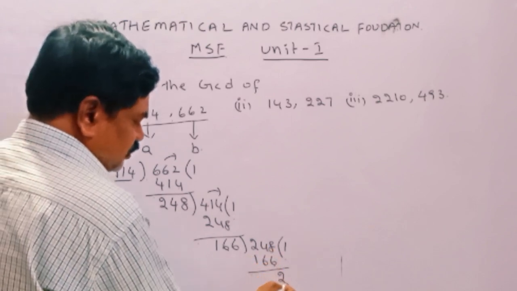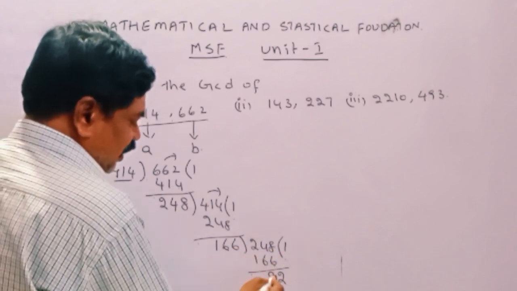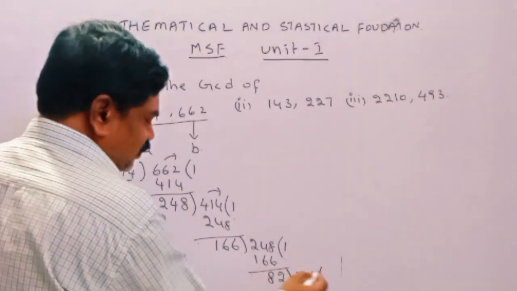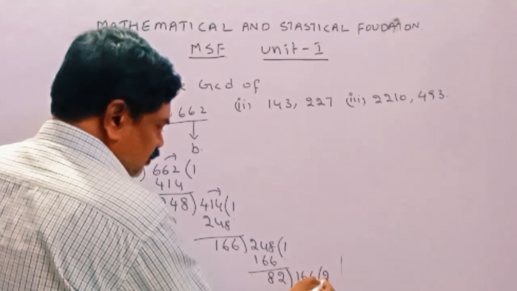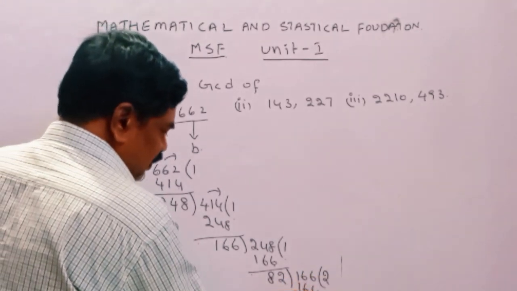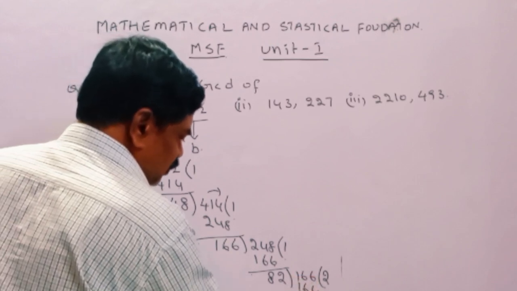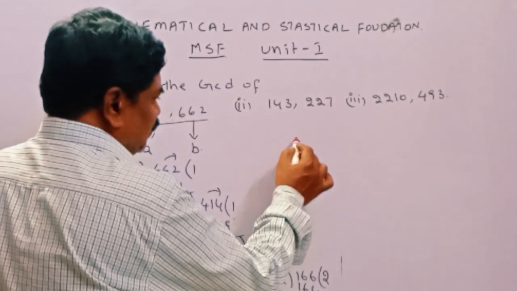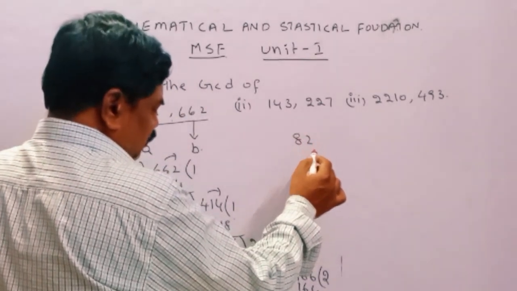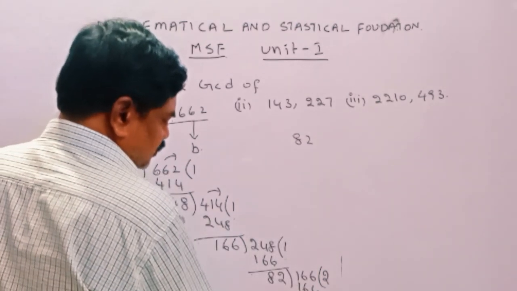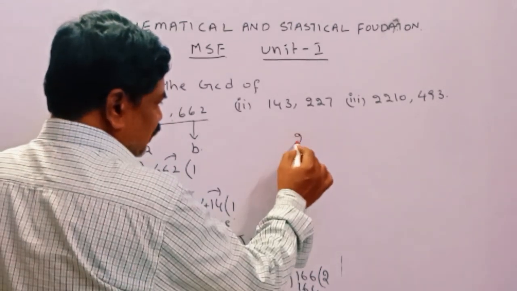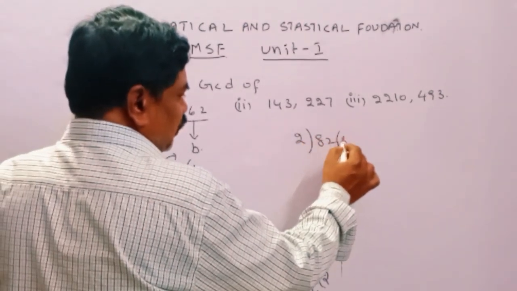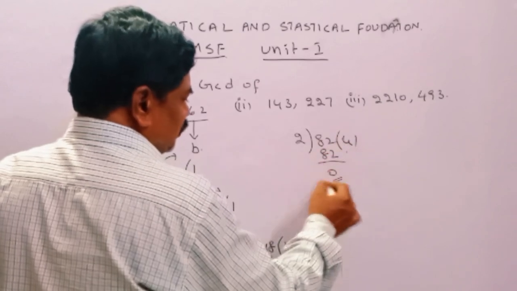248 minus 166 is 82. Again 166 divided by 82: 82 times 2 is 164, and the remainder is 2. So 2 is the remainder, and here you write 82. Now 82 divided by 2: 2 times 41 is 82, and the remainder is 0.